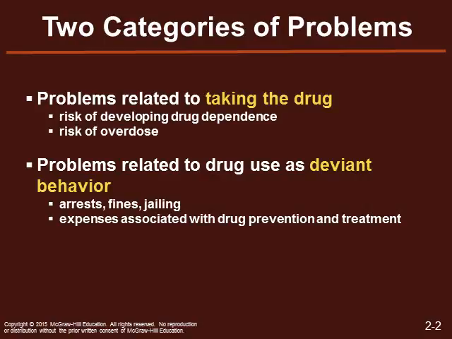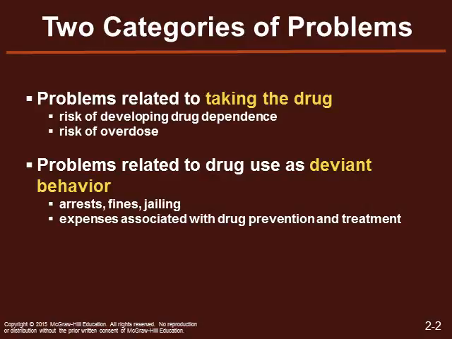When we talk about the problems that are related to consuming drugs, we can break those into two really broad categories. The first one is problems that are related to taking the drug. These are physical problems that result from consuming the substance. So it may be the risk of developing dependence, or it could be risks that come with taking too much of a particular substance. The health risks of consuming cocaine, or the risk of alcohol suppressing respiration to the point where a person stops breathing.